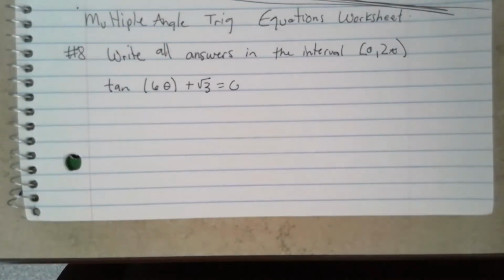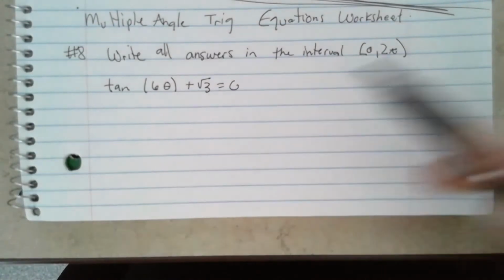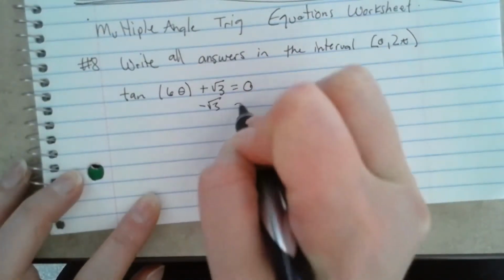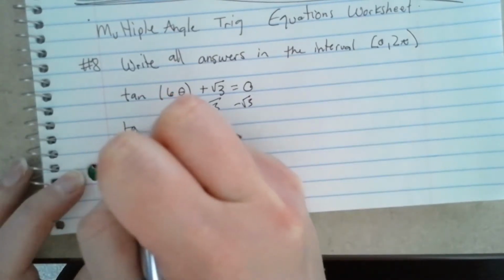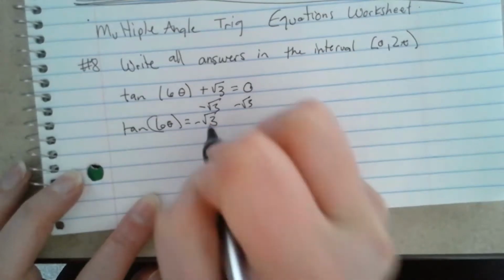So this is number 8 on the multiple angle trig equations worksheet. Okay, so we're going to find all answers between the interval of 0 and 2 pi with this equation. So first thing we're going to do is minus the square root 3. So tangent of 6 theta equals negative square root 3.